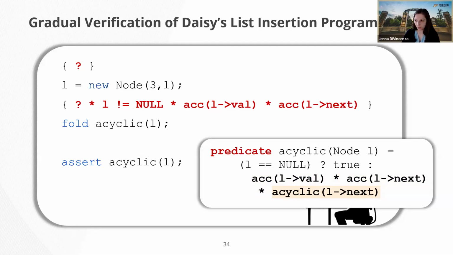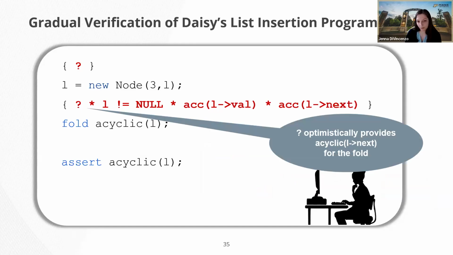However, we allow it to be optimistic. It's not contradictory information to assume that the rest of the list is acyclic based on what we already know. So we let the question mark assume this information, specifically because we don't want static verification to fail. And so what ends up happening is we get to assume that information is true so that verification can proceed normally as before to verify the assert.